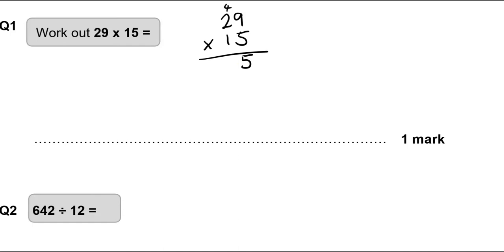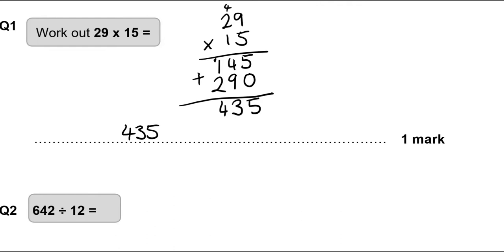5 times 2 is 10 and the 4, 14. Putting a 0 down. 1 times 9 is 9. 1 times 2 is 2. Adding them together, 5 and 0 is 5, 4 and 9 is 13, 2 and 1 is 3, and the other one 4. 435 is the answer.